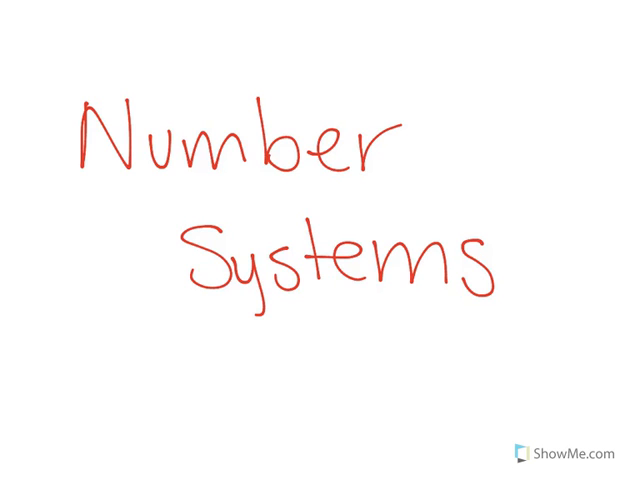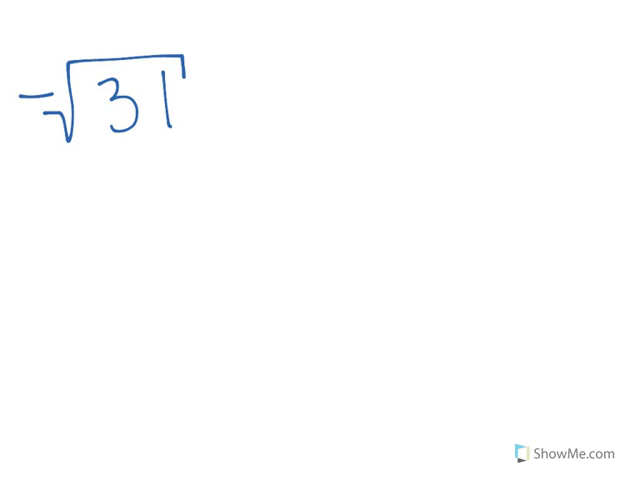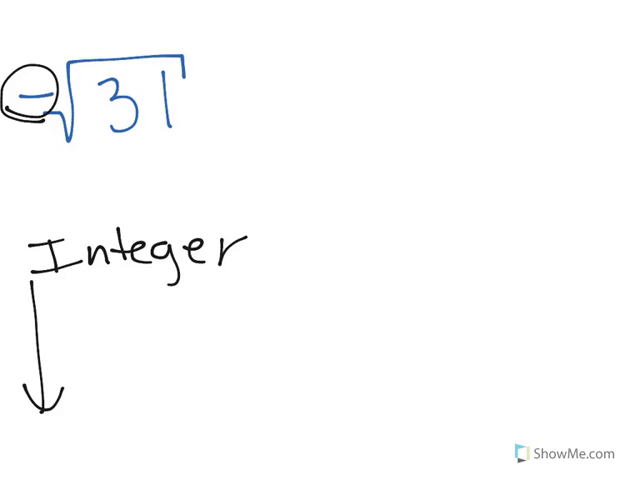Hello, this is the second video on number systems and we will see some examples. So we have negative square root of 31 and we need to find what number systems this number pertains to. Given that we have a negative, we know that it can only be either an integer or one of the sets lower than it. If you're not sure what those sets are, feel free to go back to the previous video.